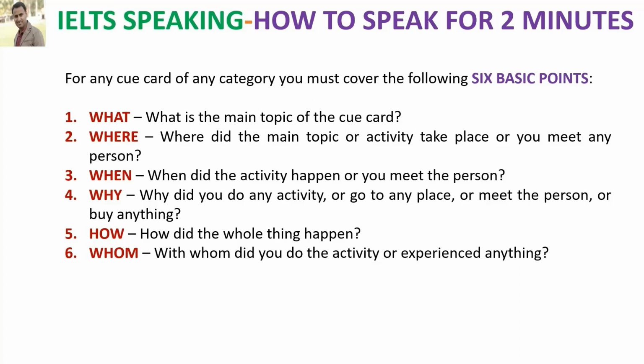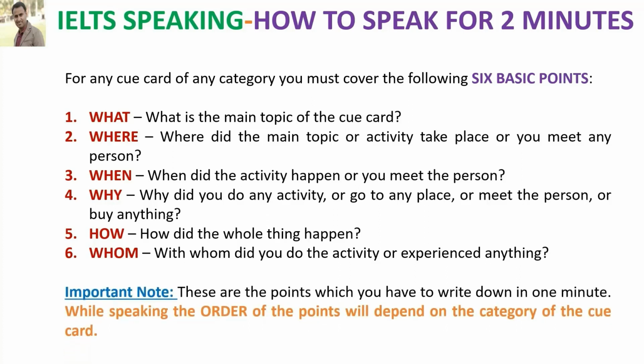Now, an important thing to note here is that you must write at least these 6 points during the duration of 1 minute that you get in IELTS speaking. But while speaking, the order of the points will depend on the category of the cue card. We will make it more clear in the example that we are going to solve in this lesson later.